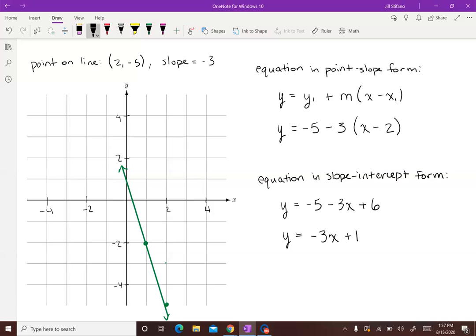Notice that we already knew the slope of -3, and now this helps us determine our y-intercept, which in this case is 1. And that looks consistent with our graph.